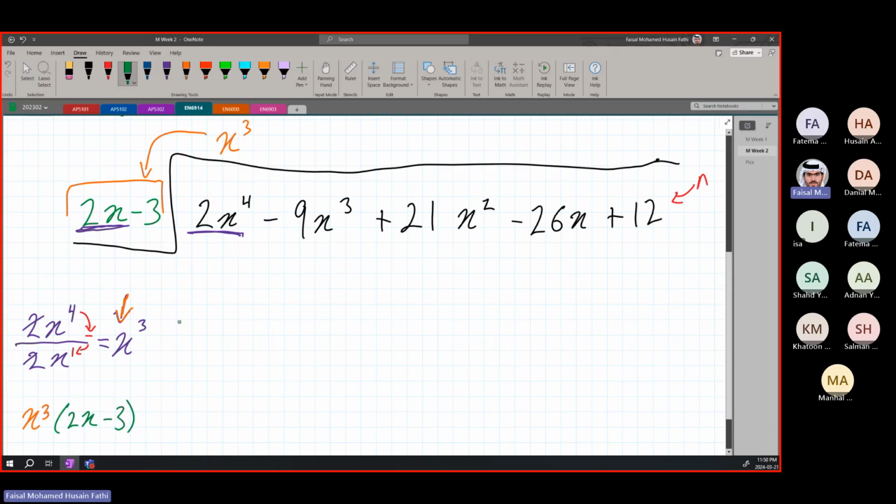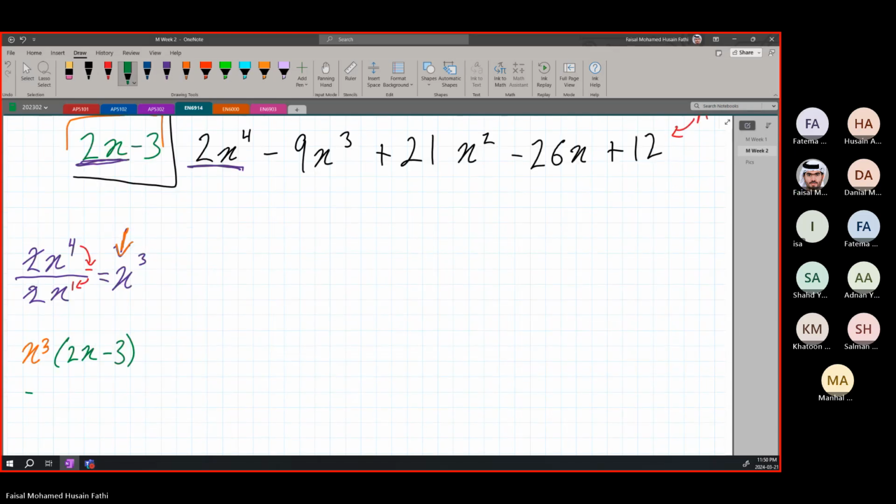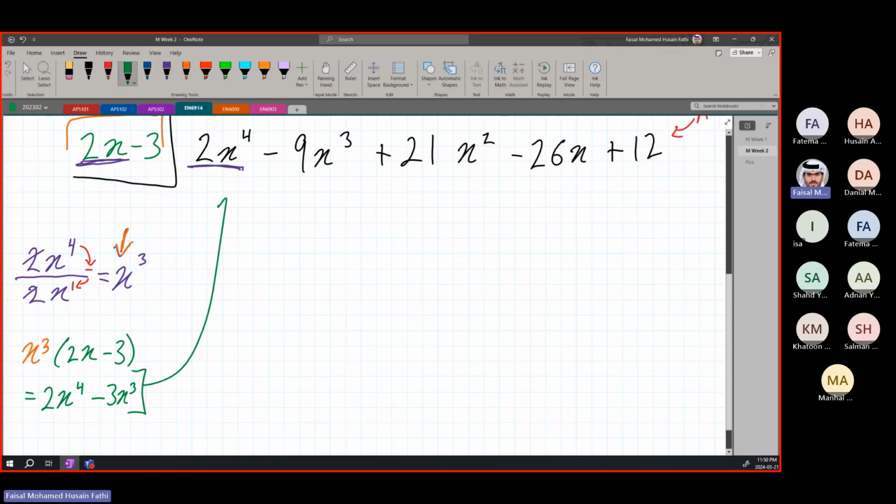The answer will be x cubed times 2x, which becomes 2x power 4, minus 3 times x cubed, which becomes minus 3x cubed. Okay? So you will take this expression and put it here. You take the expression and write it underneath here, so 2x power 4 minus 3x cubed.